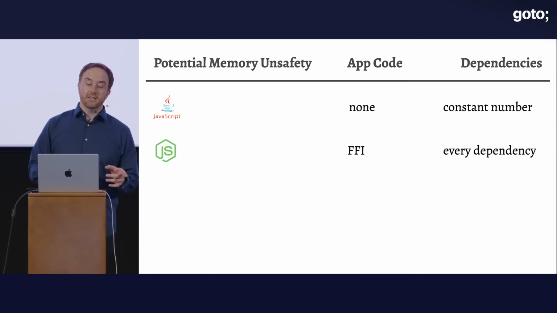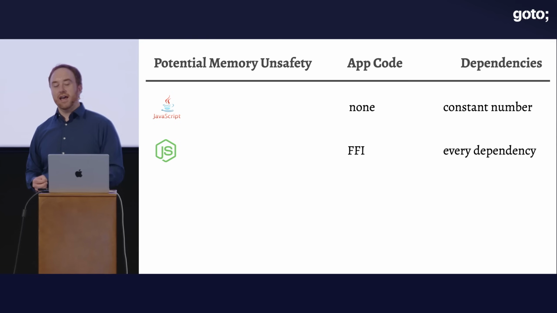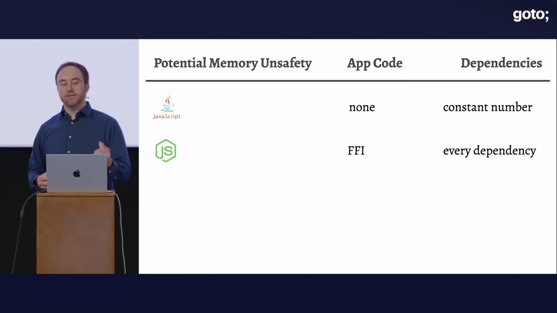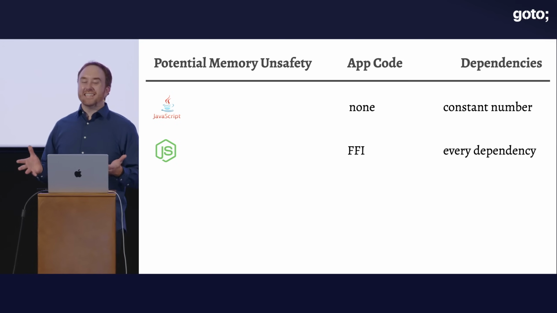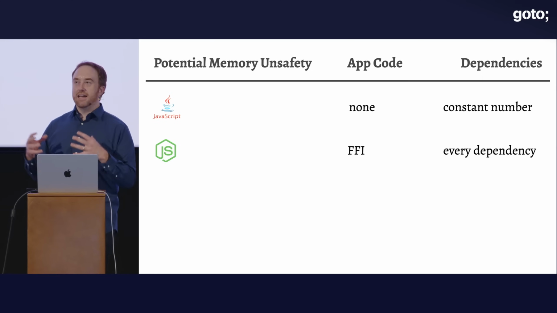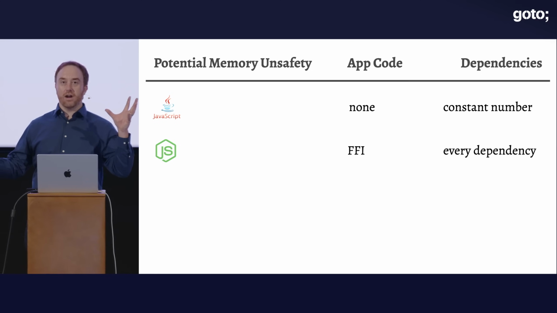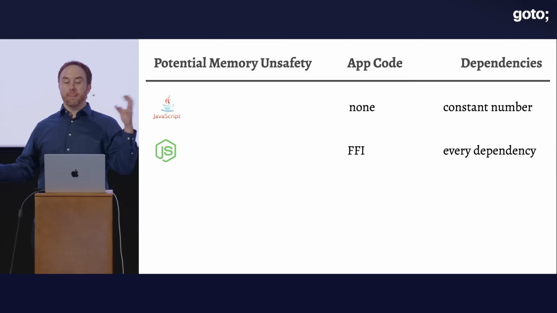Not true with Node.js. With Node.js, every single dependency you have potentially could introduce memory unsafety to your program. And as we've seen before, unfortunately, one of the really nasty things about memory unsafety bugs is that they can affect other parts of your program. In fact, they can impact any part of your program. Your entire process is using the same memory space.